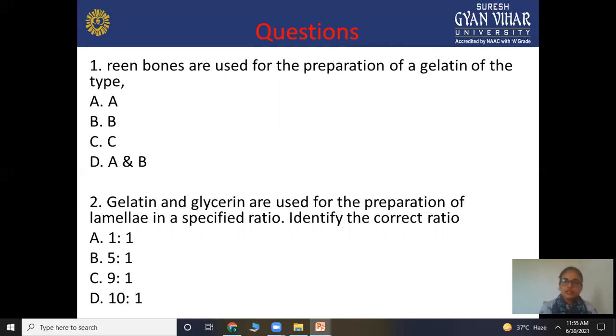And in the next, second question, gelatin and glycerin are used for preparation of lamellae in a specified ratio. Identify the correct ratio. Both gelatin and glycerin are used for preparation of lamellae, and there is one ratio which is specified for formulation of these lamellae. According to this concentration, you can select any one correct ratio. First option A is a 1:1 ratio, second is 5:1, C is 9:1, and D is 10:1. This is the second question.